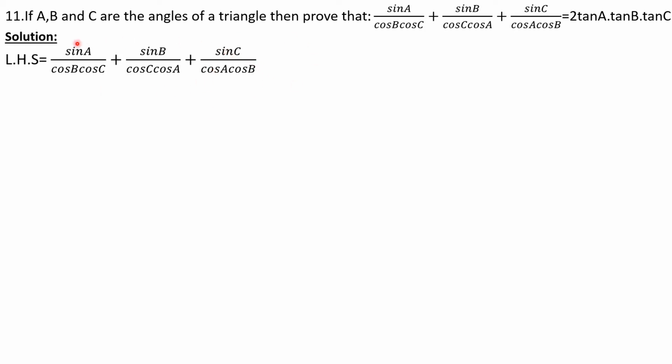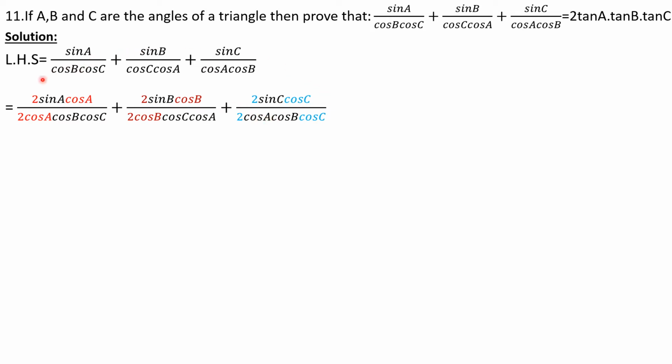Now what we do is, in the first fraction we will multiply both numerator and denominator by 2 cos A. In the second fraction we will multiply numerator and denominator by 2 cos B. And in the third fraction, the numerator and the denominator will be multiplied by 2 cos C. So please take your time to understand this one.